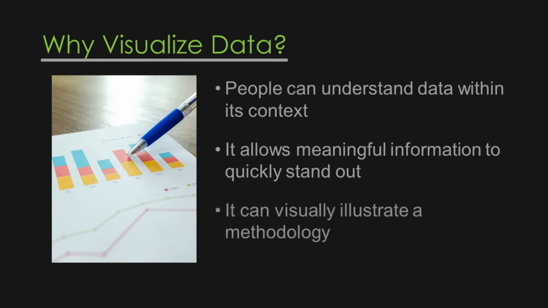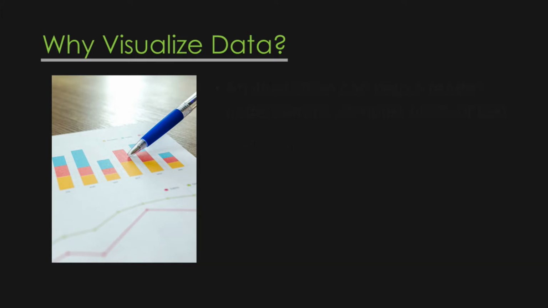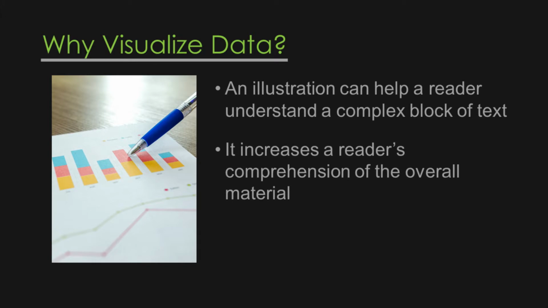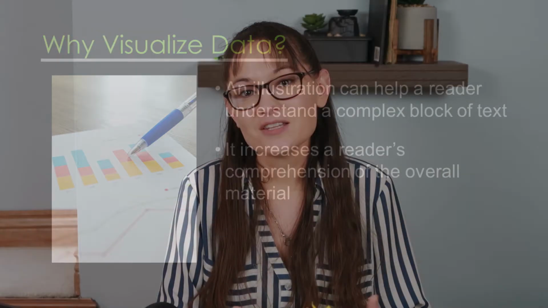It can visually illustrate a methodology. An illustration could help the reader translate a complex block of text. And it increases the reader's comprehension of the overall material. The depth of a relationship or trend or comparison might not easily be digested if it's just put into words, which is why having well-thought, meaningful figures adds so much to your paper. So because we want our information to clearly stand out to our readers, I want to talk about what I mentioned right at the beginning of this video, and that's pre-attentive attributes.